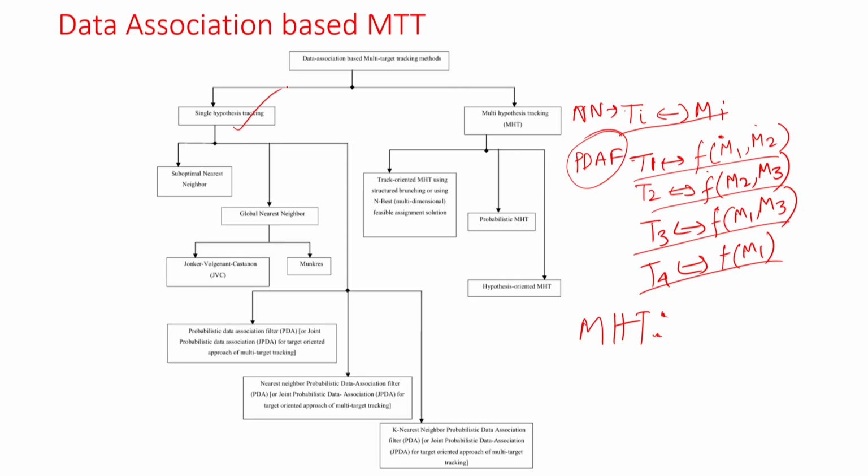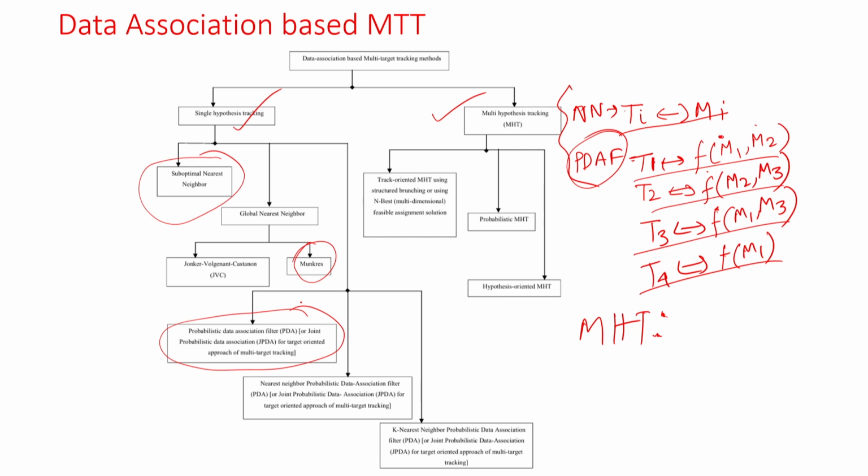One is single hypothesis. NN and PDA are single hypothesis; multi hypothesis I told. What are the different things? Nearest neighbor we will cover, and nearest neighbor has two types. One is called suboptimal nearest neighbor, which will take the nearest candidate, just the nearest candidate. Another one will solve an optimization routine, simply an optimal assignment routine, either JVC or Munkres. We will talk only about Munkres, and we will solve multiple examples to see how Munkres' algorithm works. And then your probabilistic data association.